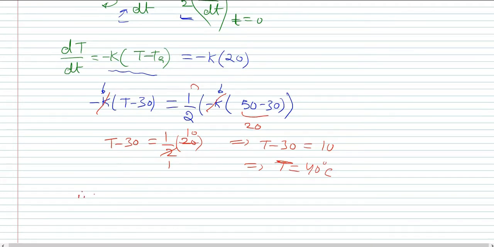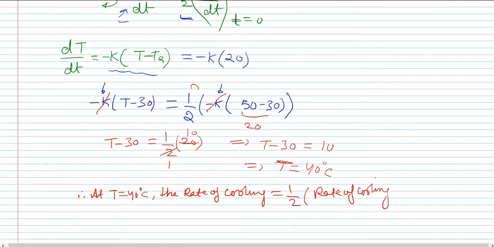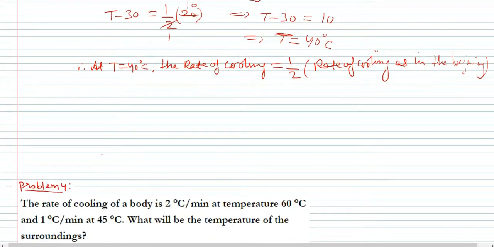You can also write it as, therefore at T equal to 40 degrees centigrade, the rate of cooling will be equal to half of the rate of cooling as in the beginning. All right, something like that. So we found the answer to this problem. Let's continue to another problem.